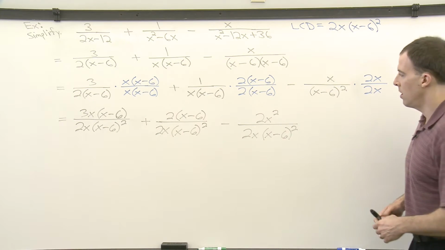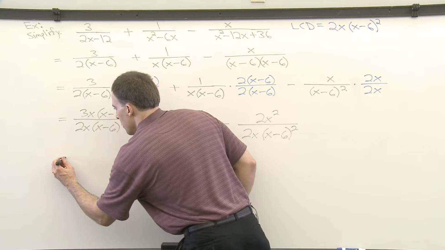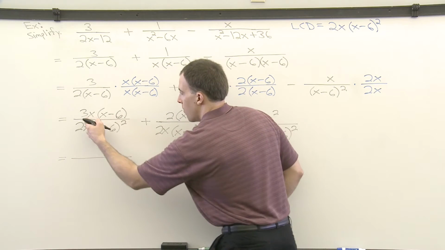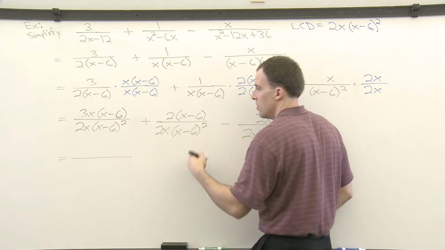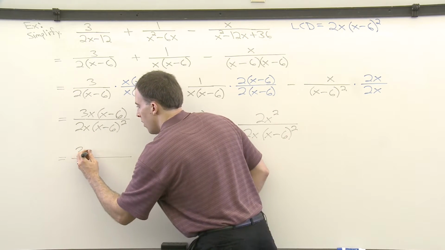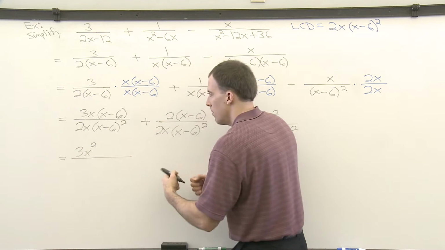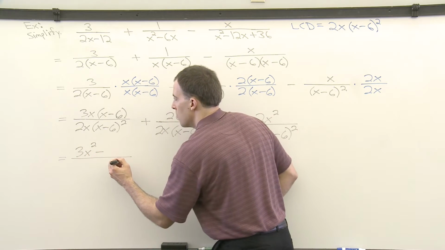and subtraction. So what remains now is to distribute the 3x through the parentheses in the first numerator, distribute the 2 through the parentheses in the second numerator, and then combine all of the numerators, combine the like terms in all of the numerators as one fraction.